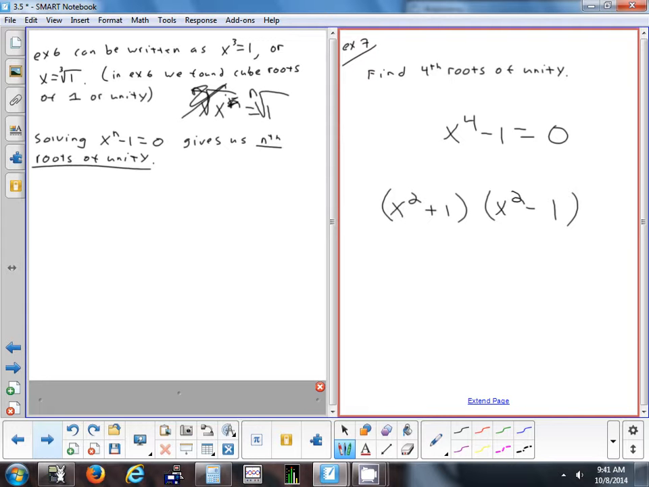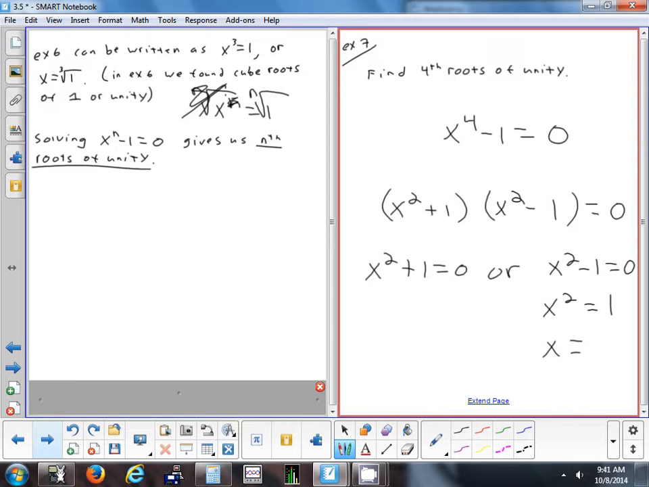Now, we have a difference of 2 squares again in the second part here. So we could factor it more. Or at this point, we could just go right to the algebra and solve it. So either x squared plus 1 equals 0, or x squared minus 1 equals 0. Let's solve the one on the right. X squared equals 1.